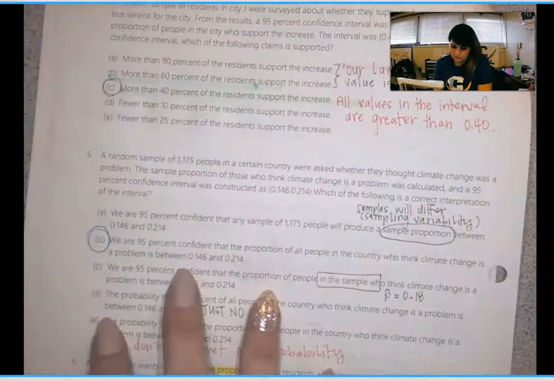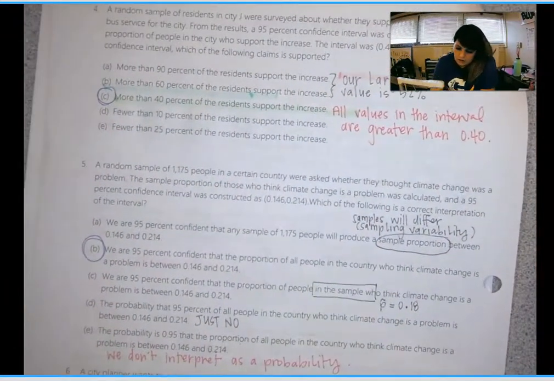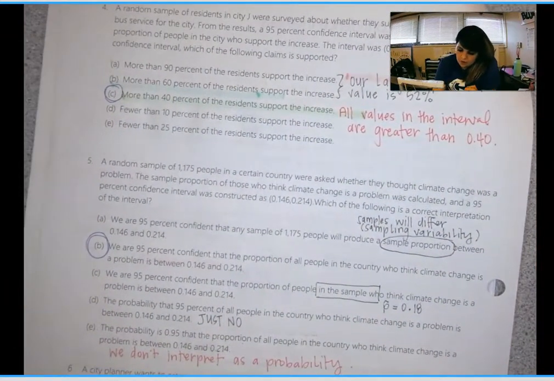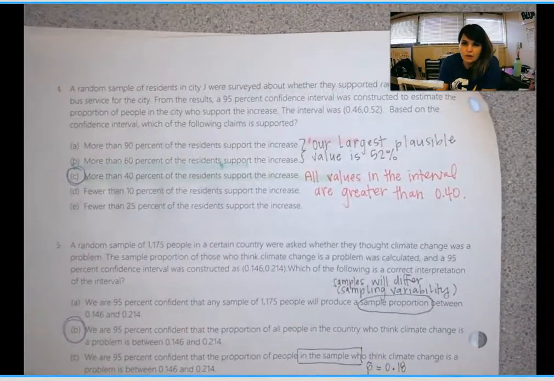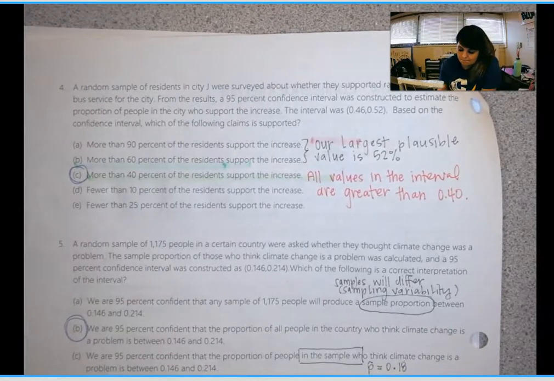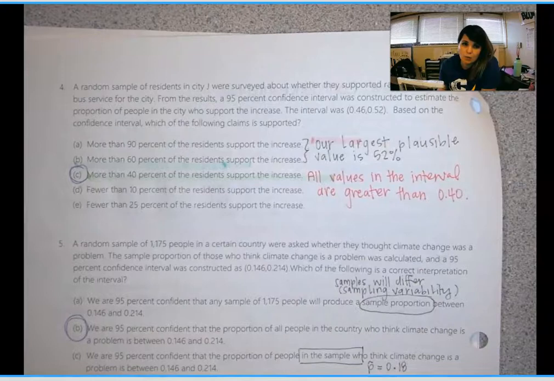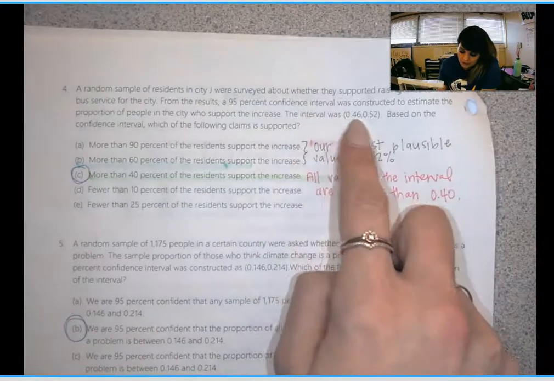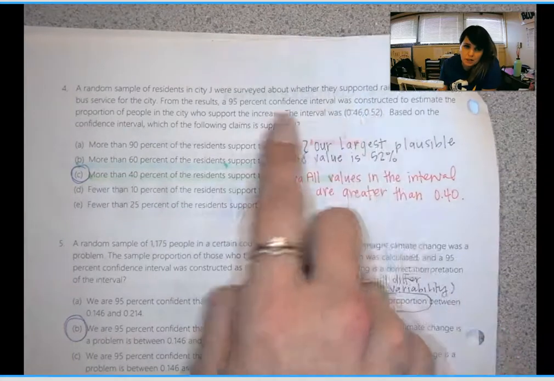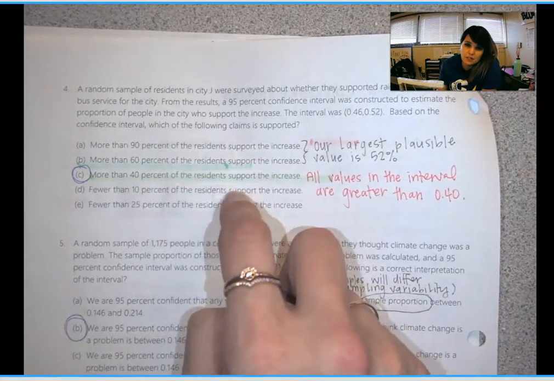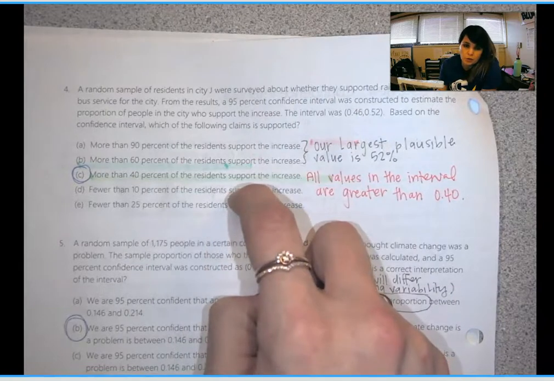Okay, number 4. So this is one of those ones where you have to evaluate whether or not the percent that they're interested in is actually in our interval. So we have a confidence interval that goes from 46% to 52%. And we have to determine which of these claims is supported or true.